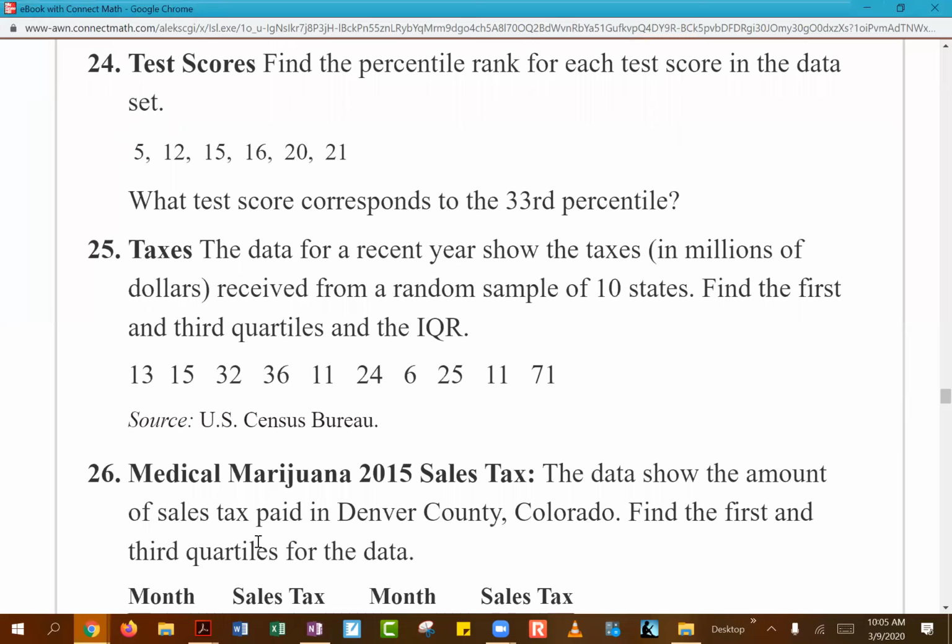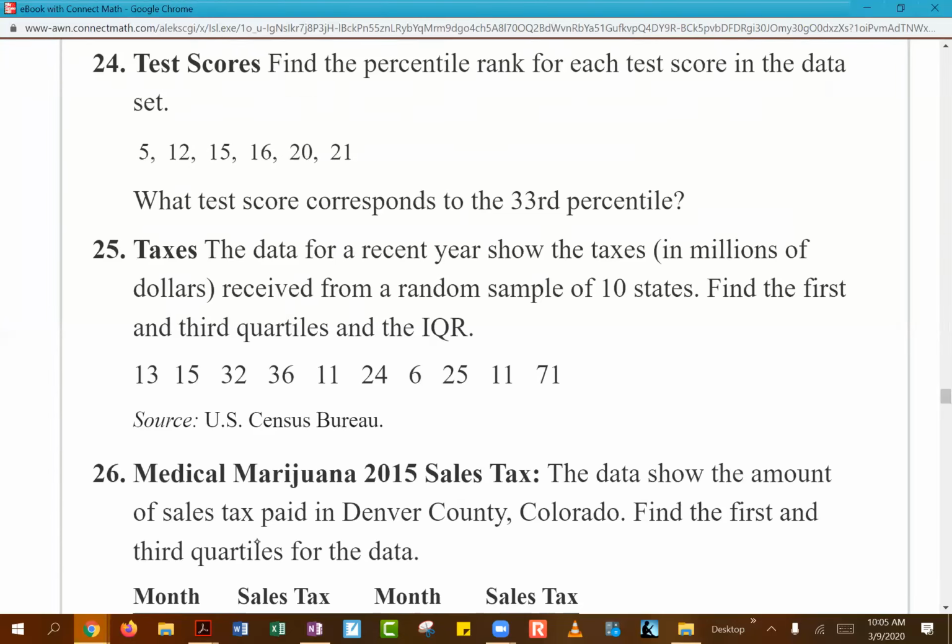Yeah, let's look at 25 here. So this is for a recent year that shows the taxes in millions of dollars received from a random sample of 10 states. So they're asking us to find the first and third quartiles and also the interquartile range. But you know what? I would also like you to find quartile 2. So find all 3 of the quartiles and the interquartile range. So first and third, and the second quartile also.